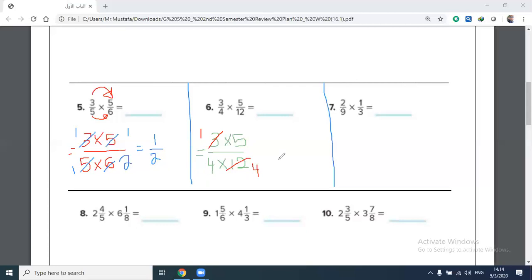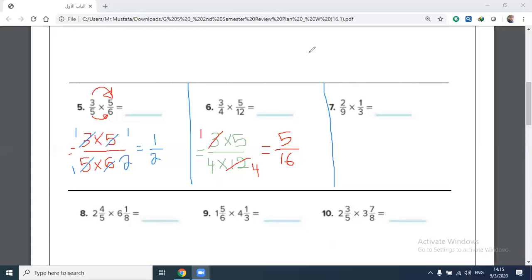Okay, so I will multiply what I have now. 1 times 5 equals 5, and then 4 times 4 equals 16. So the final result is 5 out of 16, or 5 over 16. Okay, got it? Okay, thanks.